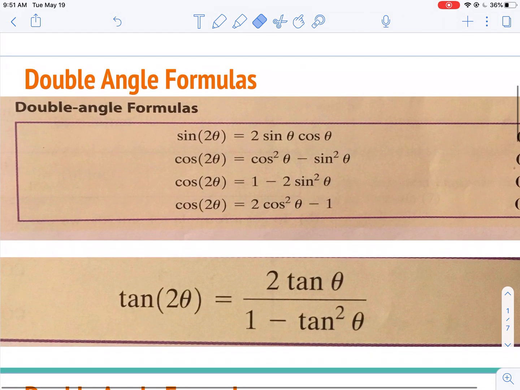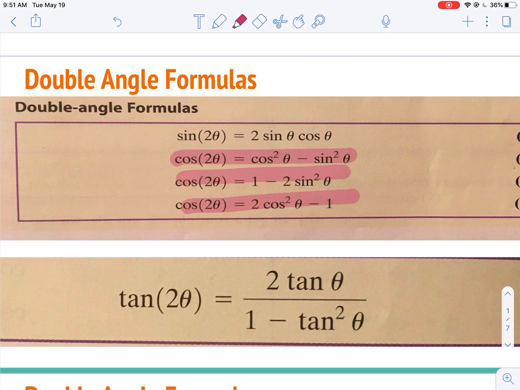So let's look at the double angle formulas. The first thing that you're going to notice is that you have three formulas for cosine. All three of these work, so it depends on the situation that you might want to use them. And I'll explain that in the next slide, why you might want to use one in one situation versus another in another situation. And that just varies.